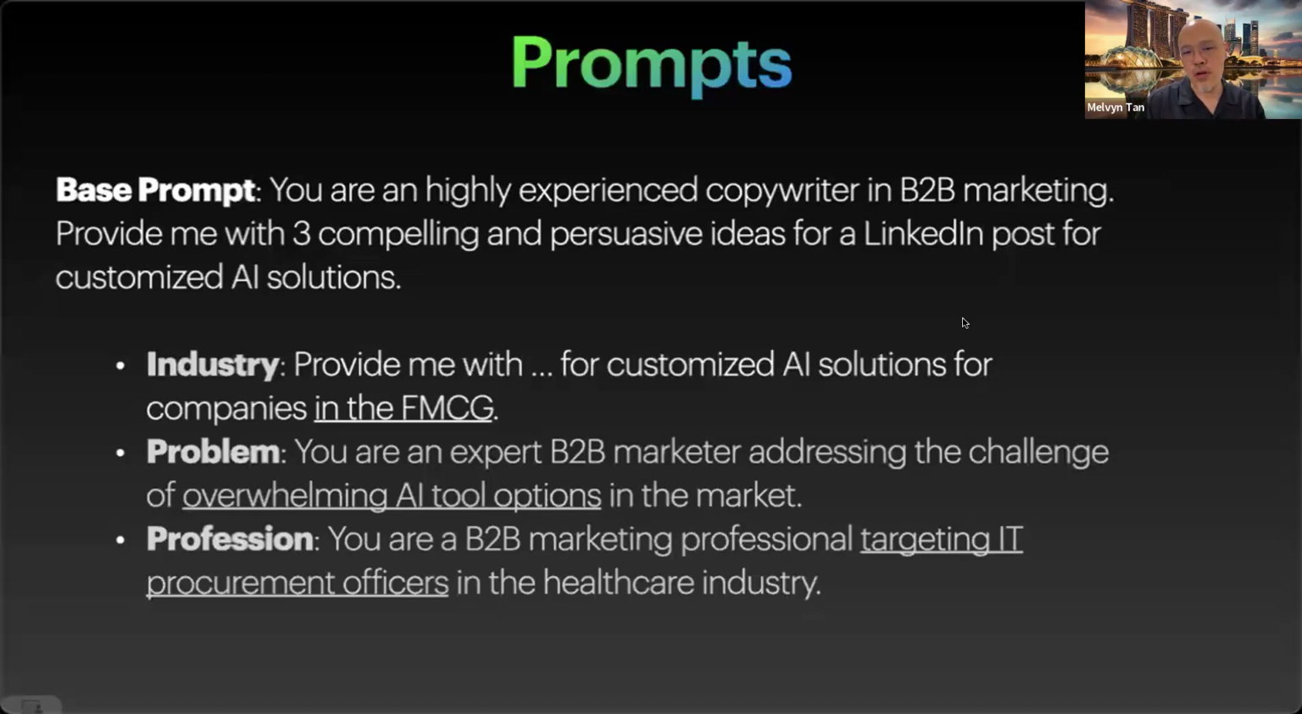Now, the other one could be that you want to target a specific group of people, like IT procurement officers. People who are IT procurement officers could be looking for different things as opposed to someone who is a marketer or a writer. In this last example, you can take more than one modifier. You can take profession as well as industry, and that's where you get more specific prompts.